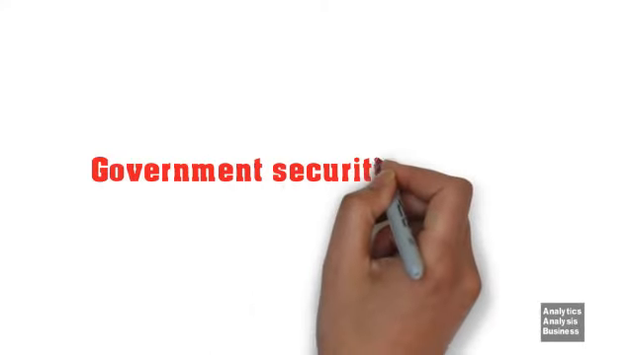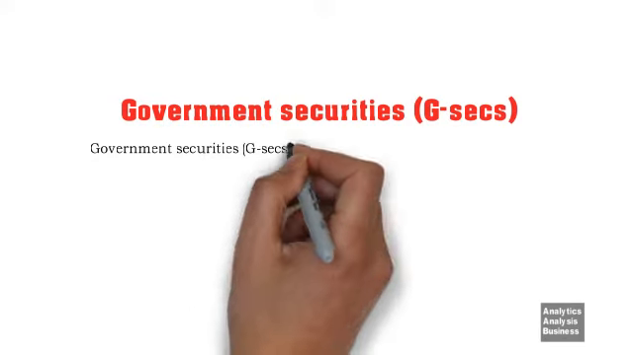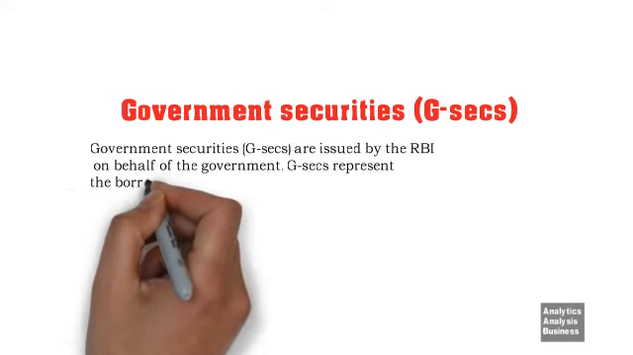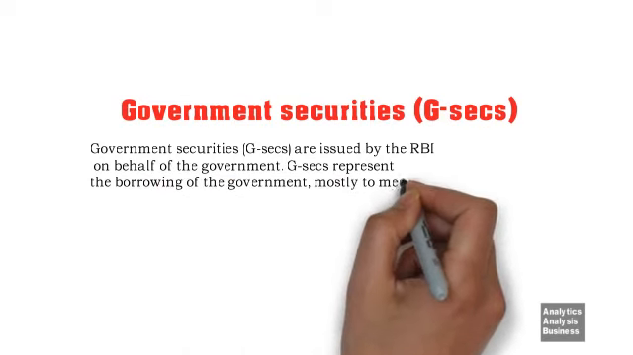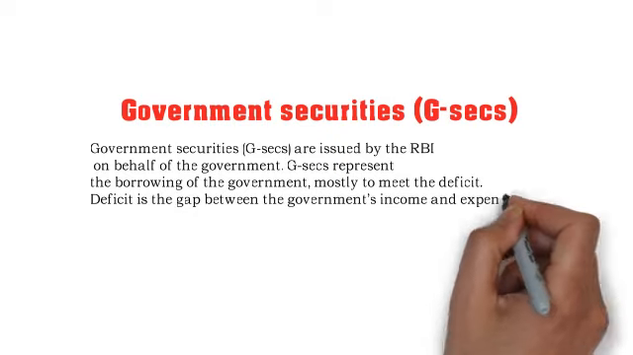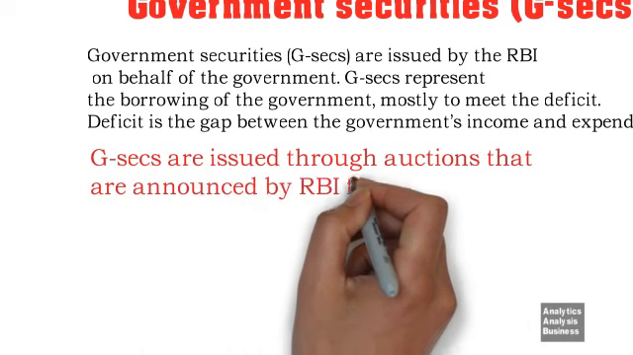What are government securities, G-secs? Government securities, G-secs, are issued by the RBI on behalf of the government. G-secs represent the borrowing of the government, mostly to meet the deficit. The deficit is the gap between the government's income and expenditure. G-secs are issued through auctions that are announced by RBI from time to time.